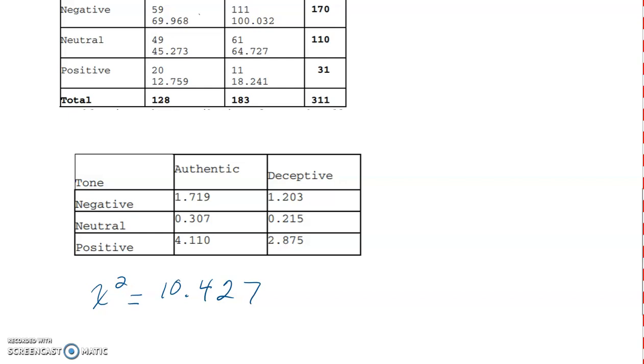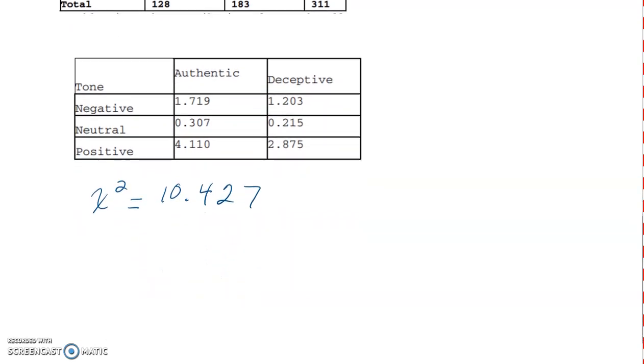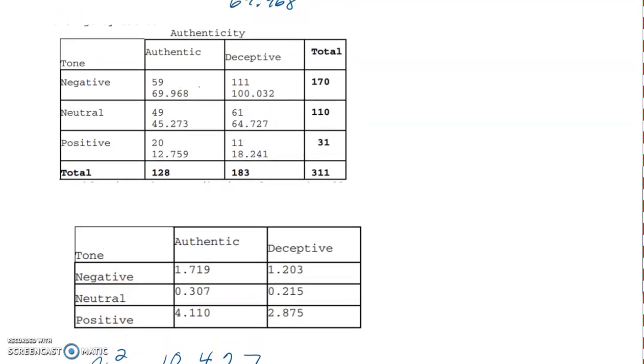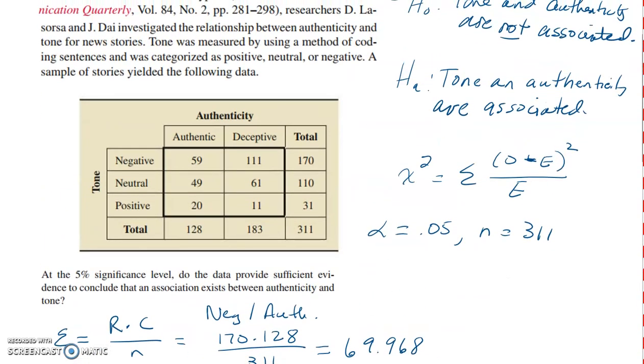I may give you the chi-square test statistic already completed in the problem, so please read the problem carefully and do what's being asked. This can get very tedious. You're not going to do all these calculations for everything. All right, so for this particular problem, now that we know our chi-square test statistic, let me just scroll up and remind ourselves. We had a significance level, an alpha of 0.05, and a test statistic of 10.427.